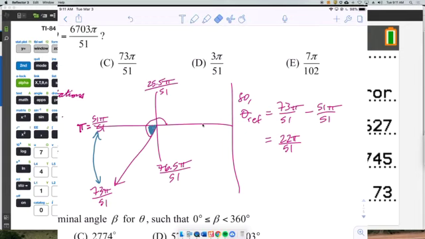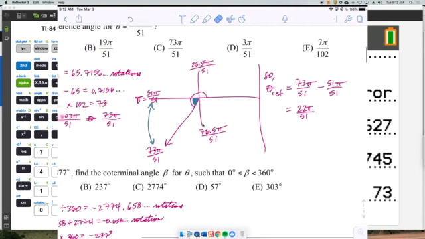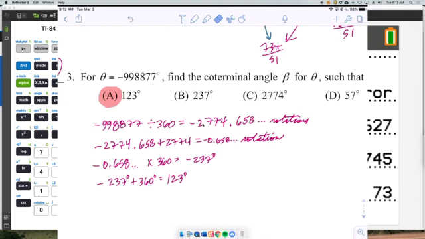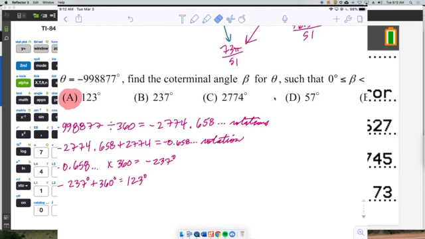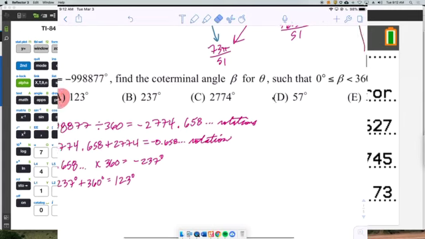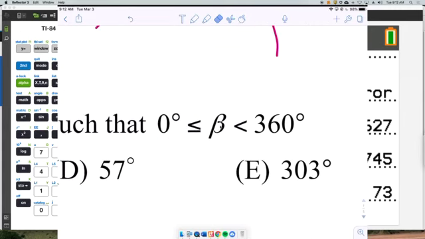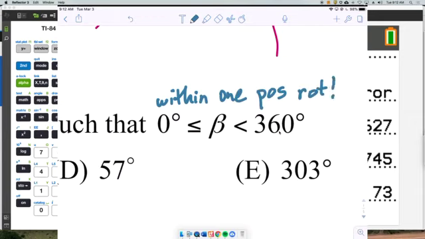So anyway, I'm going to try and stay on task. Okay. Any questions on part 2? All right. Letter 3, 4, negative 998877 degrees. Find the coterminal angle beta. So I've named the coterminal angle beta such that, and what the heck does this mean? This means that I want the coterminal angle to fall between 0 degrees and 360, right? That means within one positive rotation. Within one positive rotation.